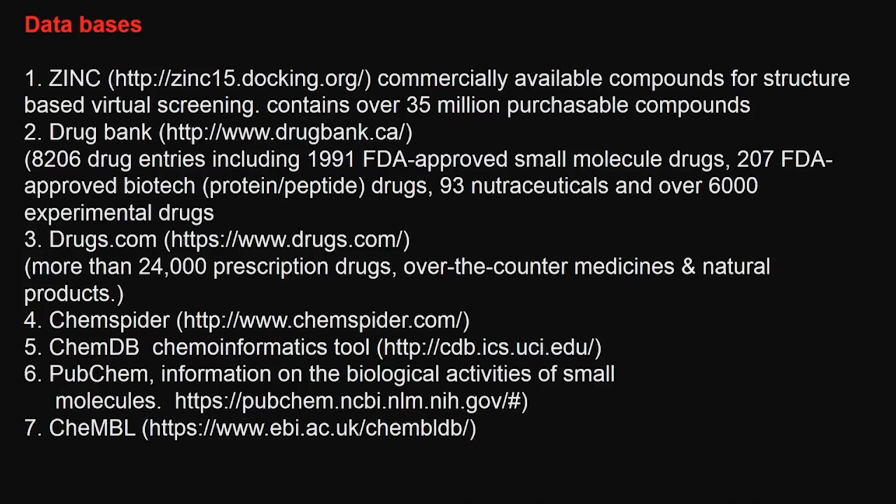So if I want to know what drug is available in the market for a particular disease, the first step is I will go into DrugBank and Drugs.com. In addition, we also have ChemSpider, ChemDB, PubChem, ChEMBL. All these contain structures of a large number of molecules, searchable, and contain different types of properties, molecular weight, solubility and so on. So we will look at some of them in this class.